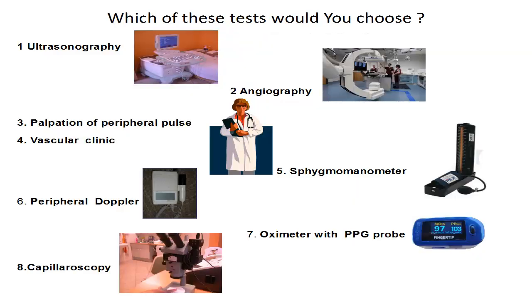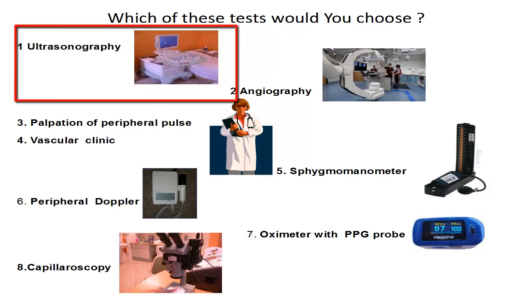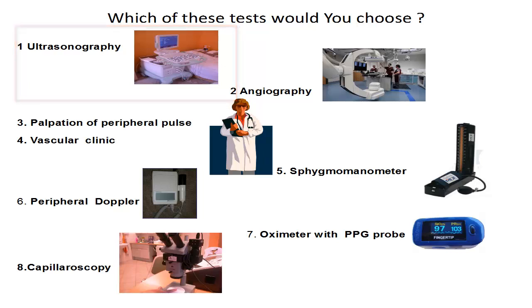You must decide very quickly if you refer the patient to the surgery department or if there is a need for urgent conservative treatment for this patient. And so what are the options of examination which are accessible in your clinic? Maybe you would choose ultrasound as a first diagnostic option. Maybe you will refer the patient immediately to angiography.